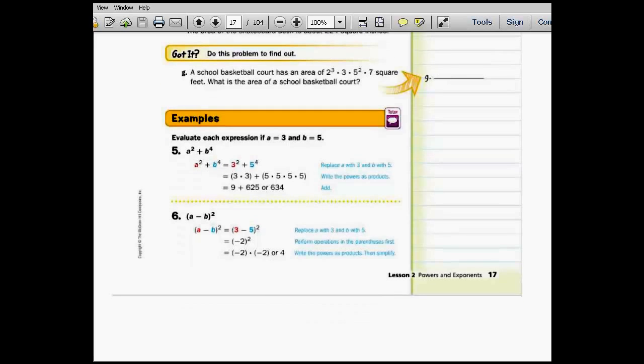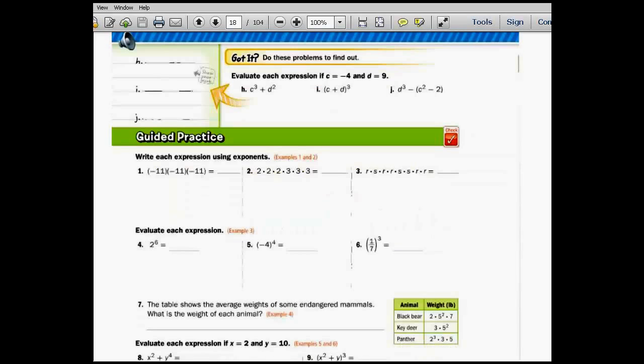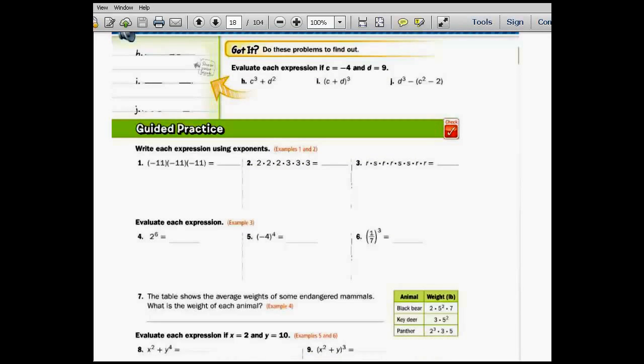All right, top of the next page, I want you to try under where it says got it. I want you to try those examples. Try those examples and pause it. Try those, and I'll be right there to tell you the answer, after, of course, you try them.